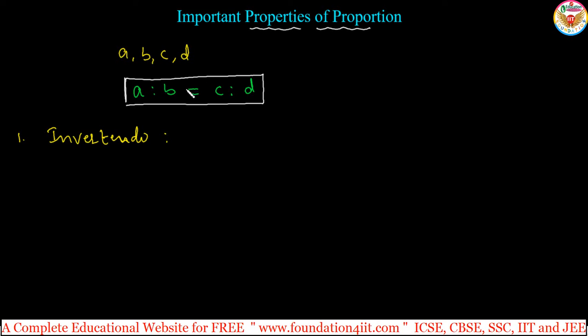First remember, if A, B, C, D are in proportion, then A is to B is equal to C is to D. Then invertendo means if A is to B equals C is to D, then invert, that means B is to A is equal to D is to C. If you invert this side, the other side must also be changed. B is to A is equal to D is to C. This is invertendo.